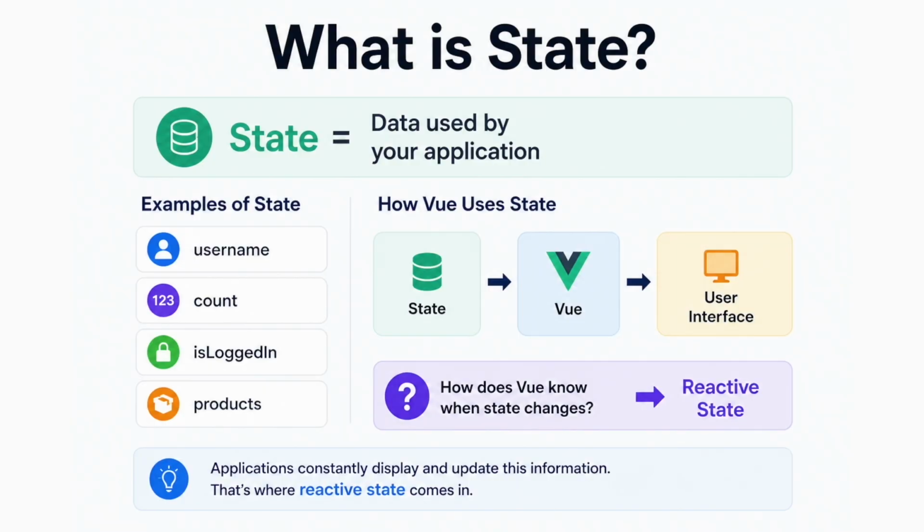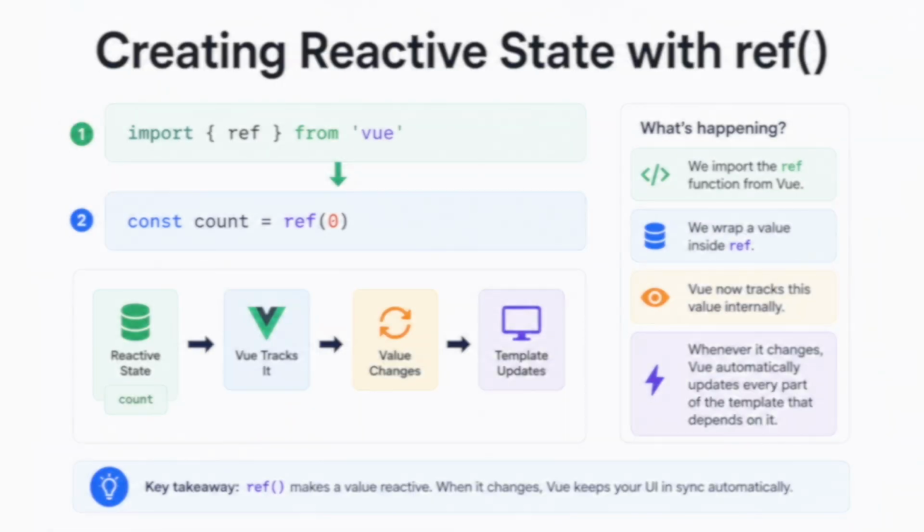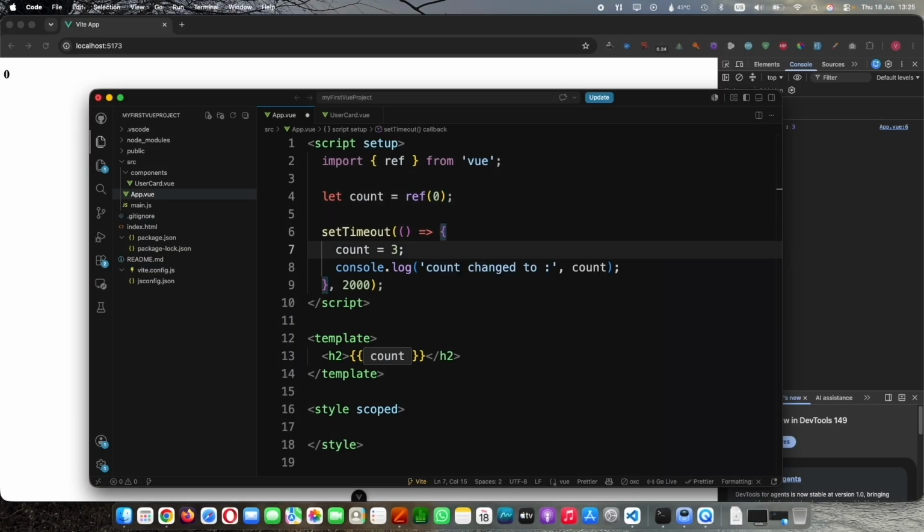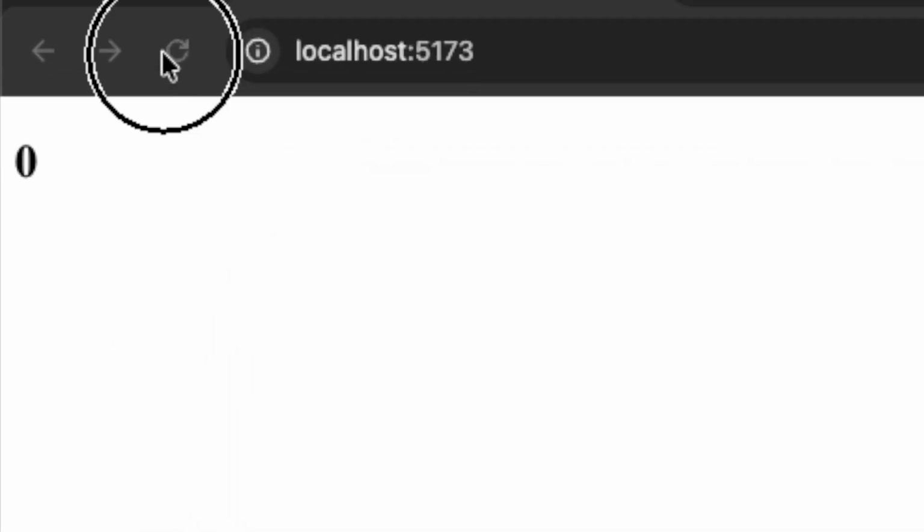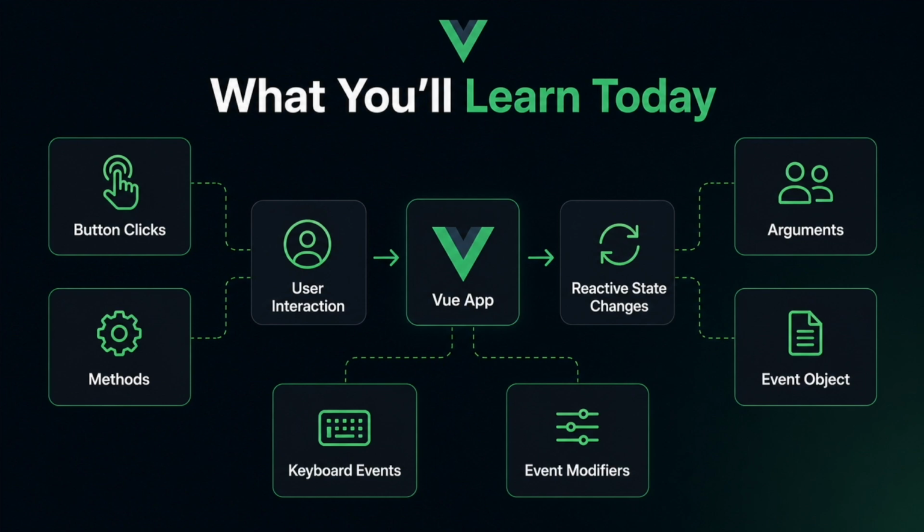In the previous episode, we learned about reactive state in Vue 3 using the ref function. We saw how Vue can automatically update the user interface whenever our data changes. Today, we're going to take that concept one step further by allowing users to trigger those changes through interactions such as button clicks, keyboard input, and form events.